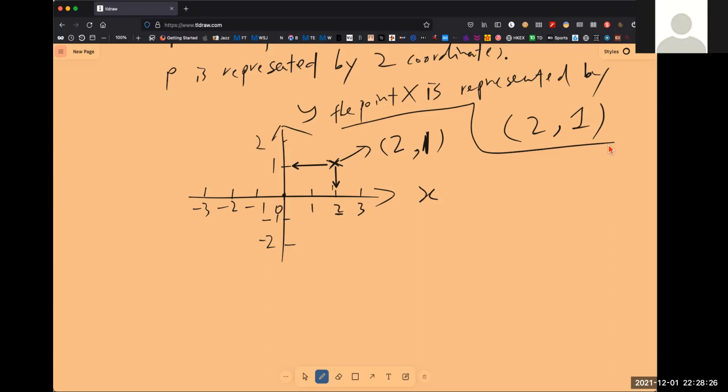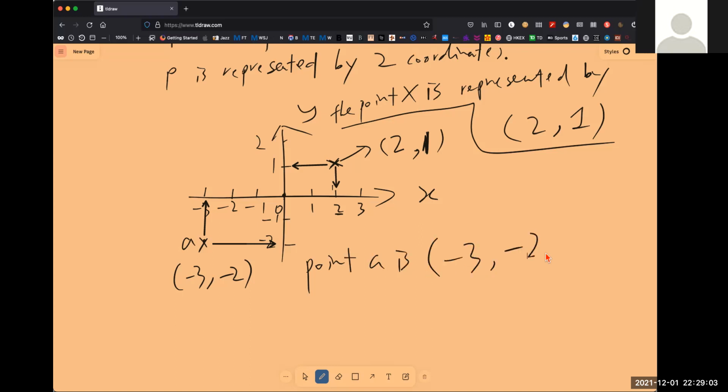Okay, let's play with another point here. The first step is always to point to the x-axis first. So the x value is minus 3, comma, and then you point to the y-axis, minus 2. Let me call this point A, since I cannot use y again. So point A is negative 3, comma, negative 2. That's how you define a point.